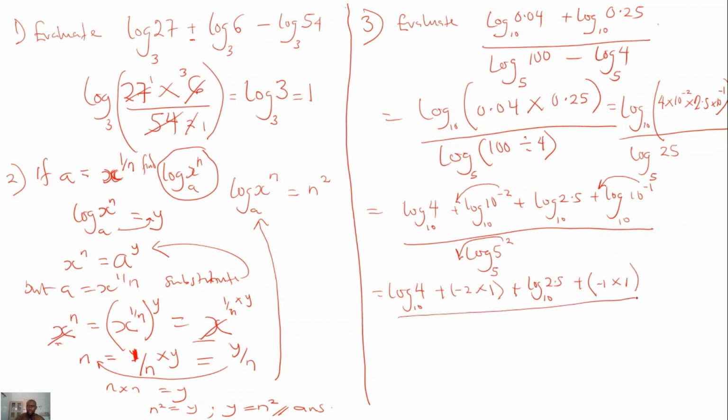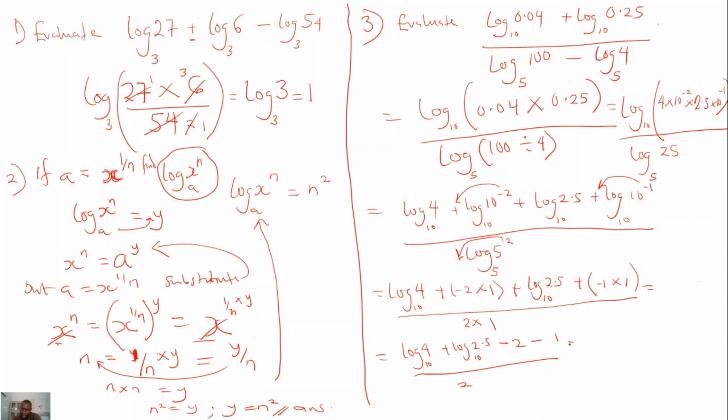Everything divided by 2 times 1 because log 5 to base 5 is 1. Okay? So if we evaluate this, you can see that we get minus 2 minus 1 here. That will be equal to minus 3, right? So we will have log 4 to base 10. Let's bring this one here plus log 2.5 to base 10 minus 2 minus 1 all over 2.